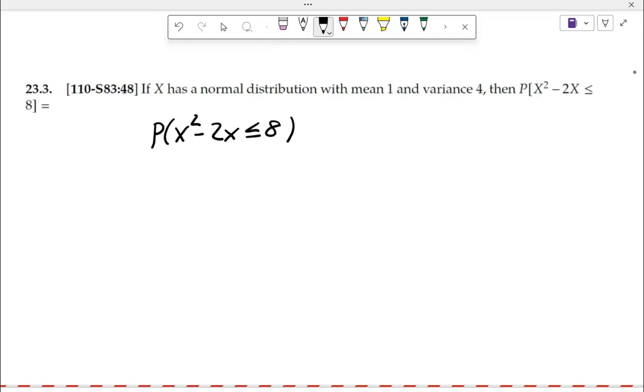Thoughts on how you might attack it if the probability thing wasn't there? I just wrote down x squared minus 2x is less than or equal to 8. So you want to solve for the x part, right? So what I want to do first? Yeah, subtract the 8. That sounds like a good plan.